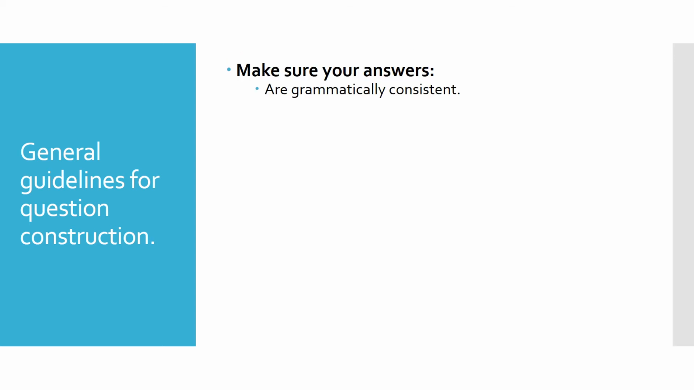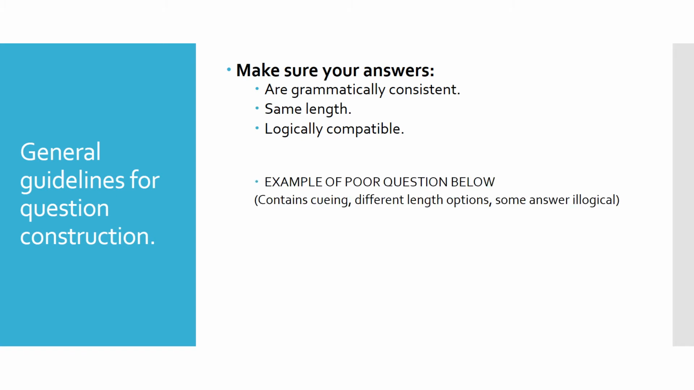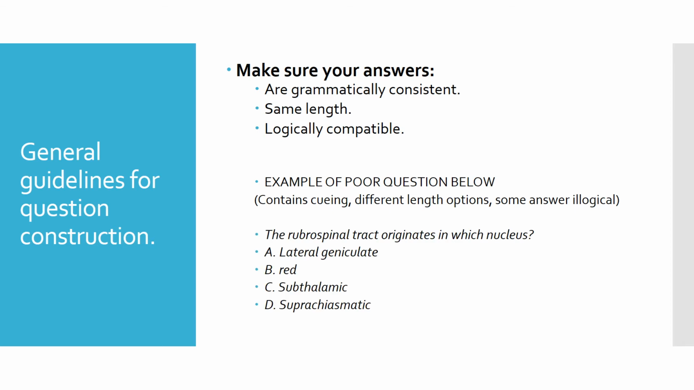Make sure the answers you've written to your questions are grammatically consistent, that they are the same length, and that they are logically compatible. An example of a poor question, which contains cueing, different answer option lengths and some illogical answers, is below. Using the same example again, this question is asking: the rubrospinal tract originates in which nucleus?